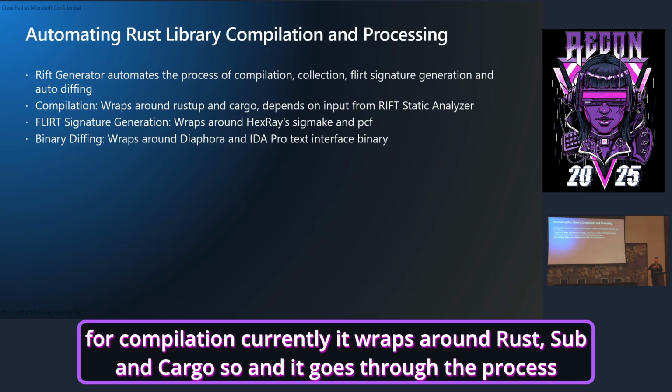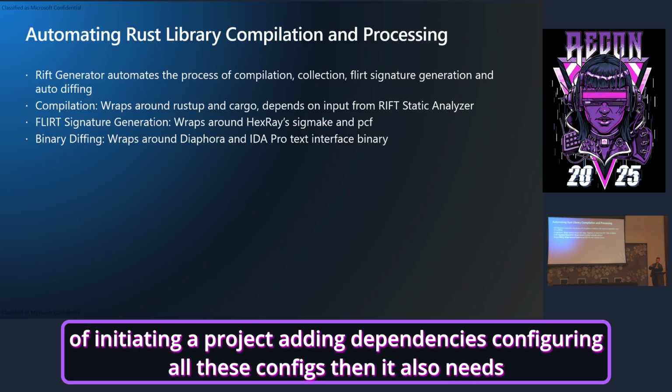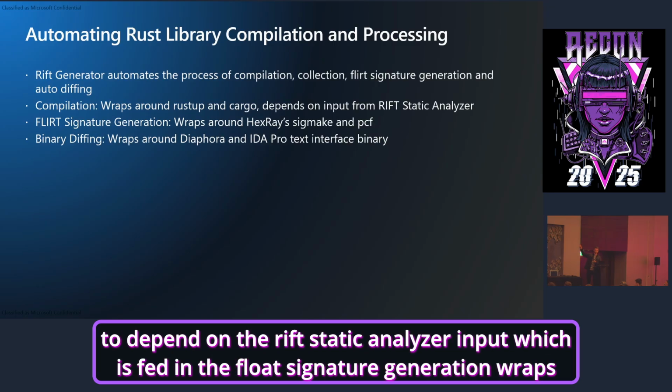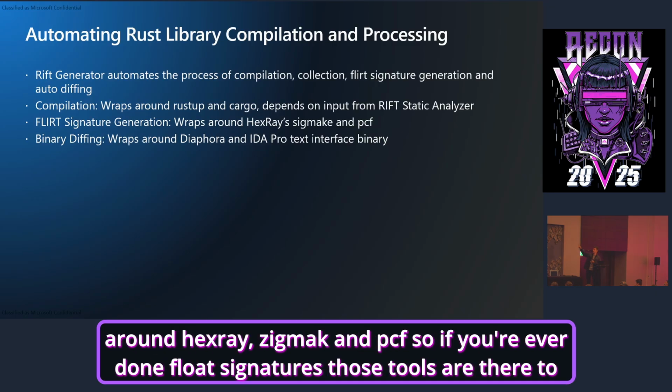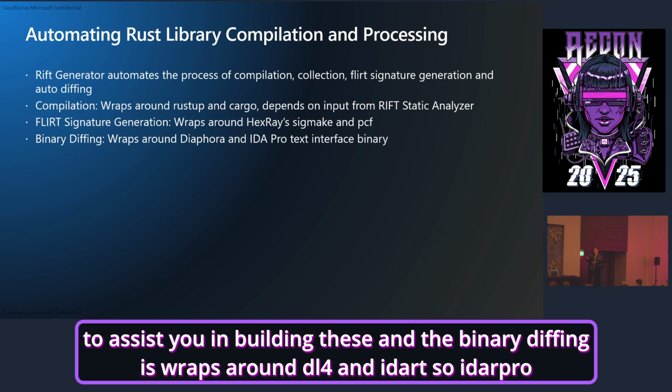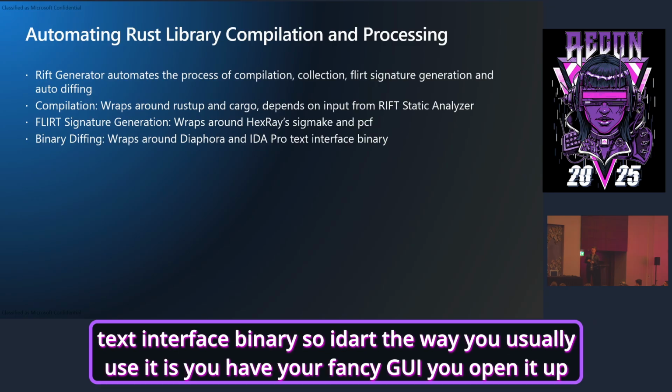It goes through the process of initiating a project, adding dependencies, and configuring all these configs. Then it also depends on the Rift static analyzer input, which is fed in. The FLIRT signature generation wraps around Hex-Rays, sigmake, and PCF. So if you've ever done FLIRT signatures, those tools are there to assist you in building these. And the binary diffing wraps around Diaphora and IDA, the IDA Pro text interface binary.